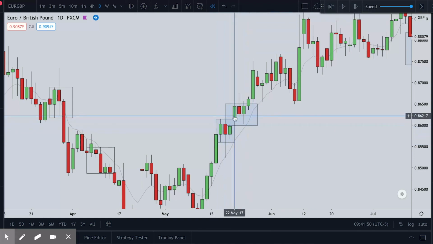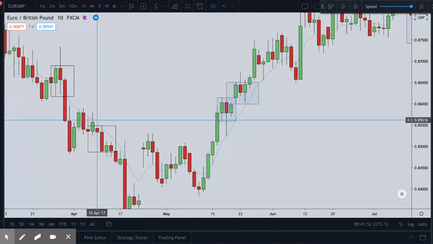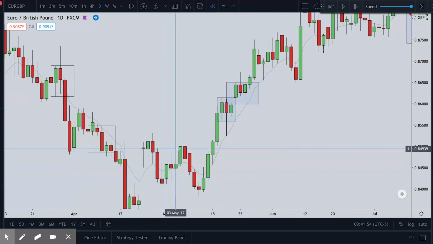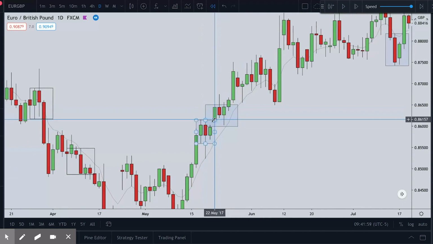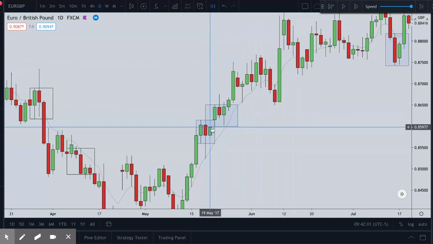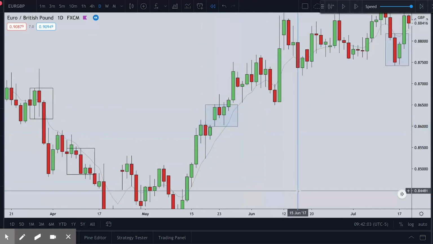Now, if we can close above, as we're in an uptrend now, you can see we've switched from lower lows, lower highs to higher highs, higher lows. If we can actually go close above, that's going to be a buying signal. And as you can see, we gapped up and then bam, off the market went. So that's the first example.